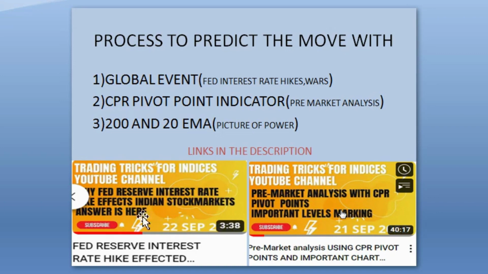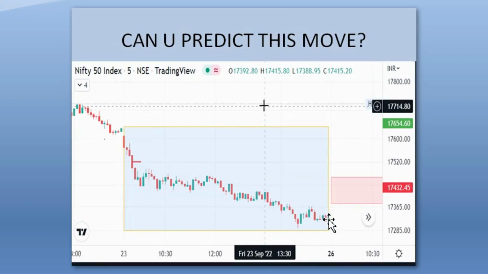Go and watch this video, because this is a repetitive pattern in the markets. If you know why the Fed's interest rate hike is affecting India, then it is going to be useful for your profits in future trades. This is the global event, which is one power of confluence here. The second is the CPR pivot point indicator, and the third is the 220 MA. These three different factors are moving the price in the same direction. That is the reason why this move has happened.